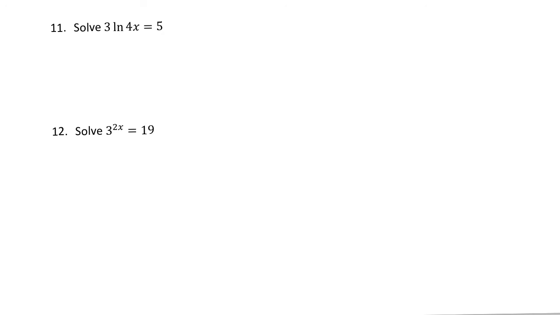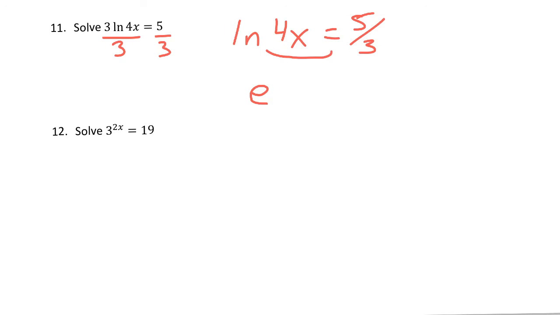Okay, number 11, let's get the logarithm portion of this problem alone by dividing by 3. That gets the natural log of 4x all by itself. And then let's spin that into an exponential. So e raised to the 5/3 equals 4x. Now I'll take one last step to get x by itself, and that is divide by 4. So e to the 5/3, then divided by 4. To about 3 decimals would be 1.324.